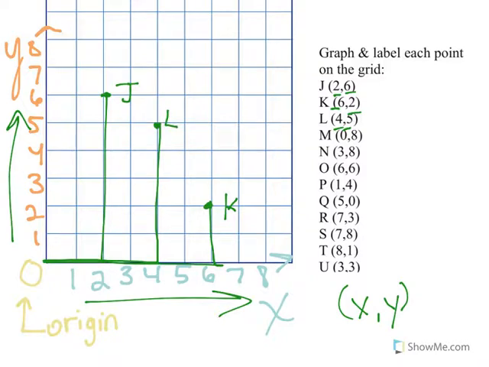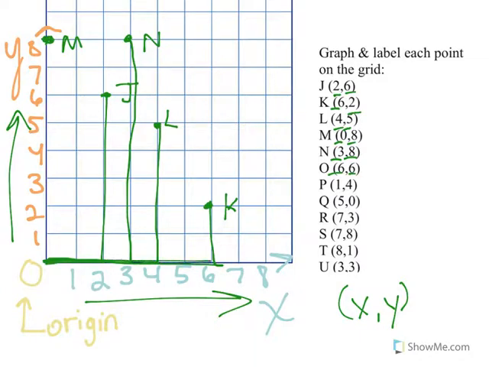And then again, just like on the previous slide, we see that our x-coordinate is 0 and our y-coordinate is 8. So because our x-coordinate is 0, we know that we're going to plot our point M up here directly on our y-axis. In point N, our x-coordinate is 3 and our y-coordinate is 8. So we move on our x-axis 3 and then up on our y-axis 8, and that is where we plot point N.